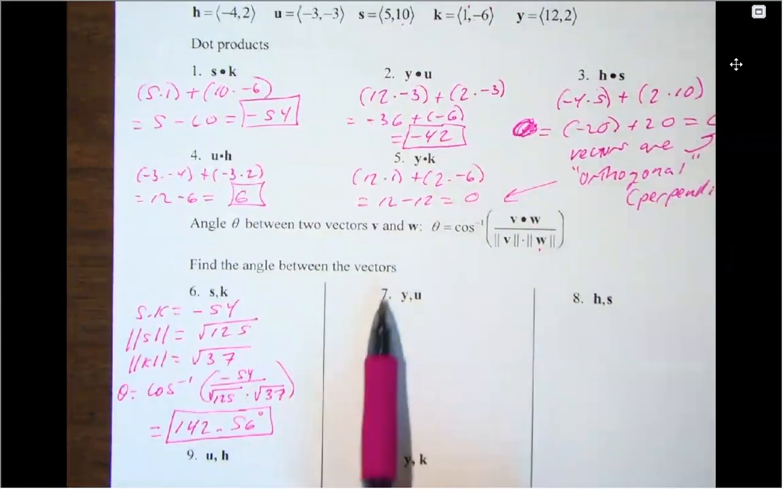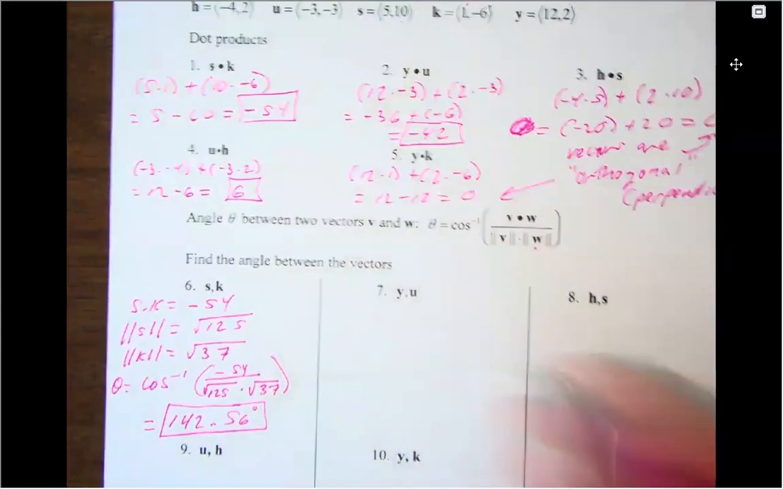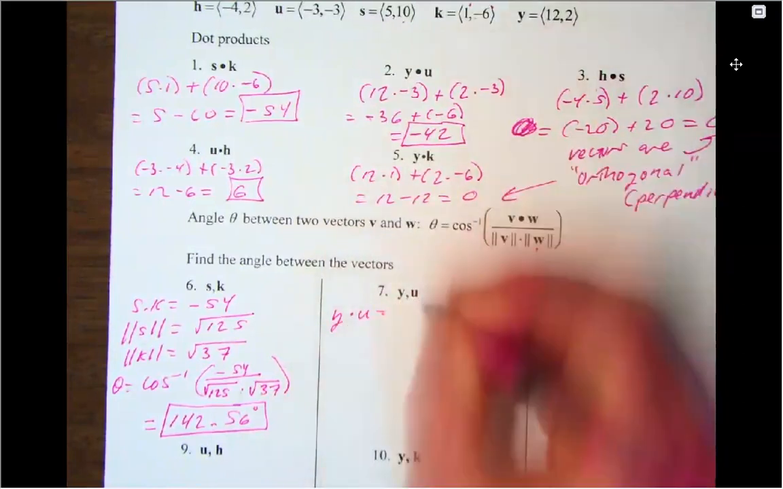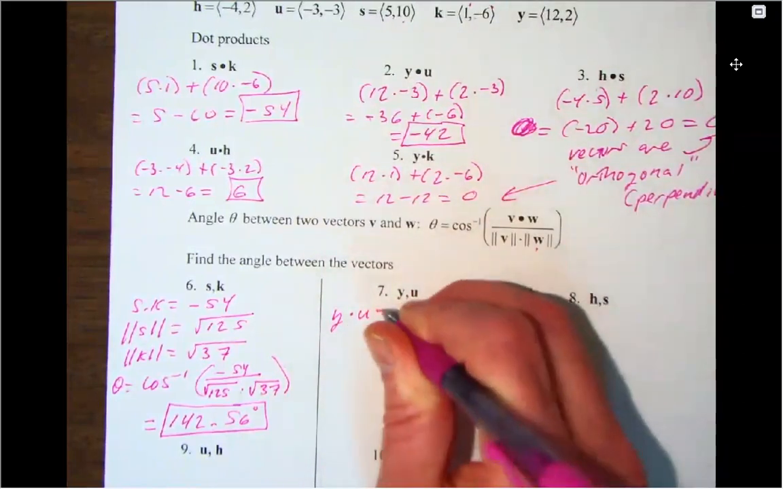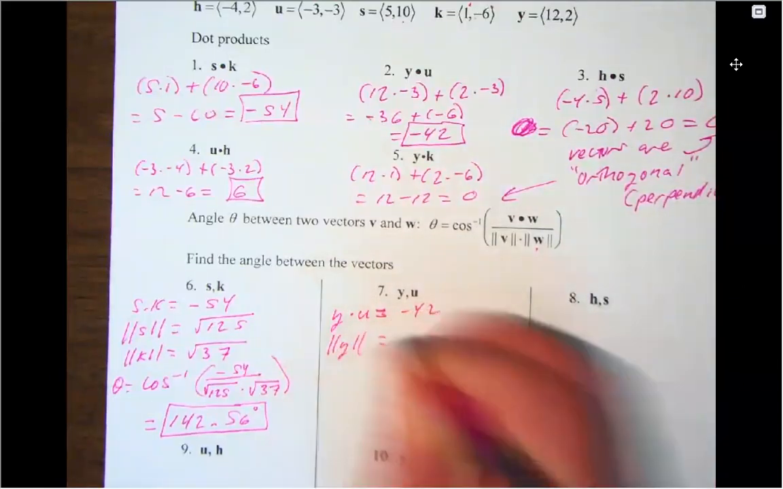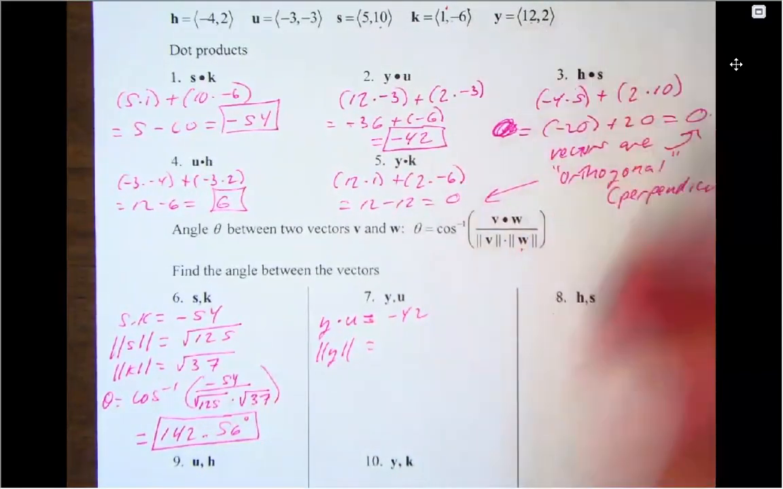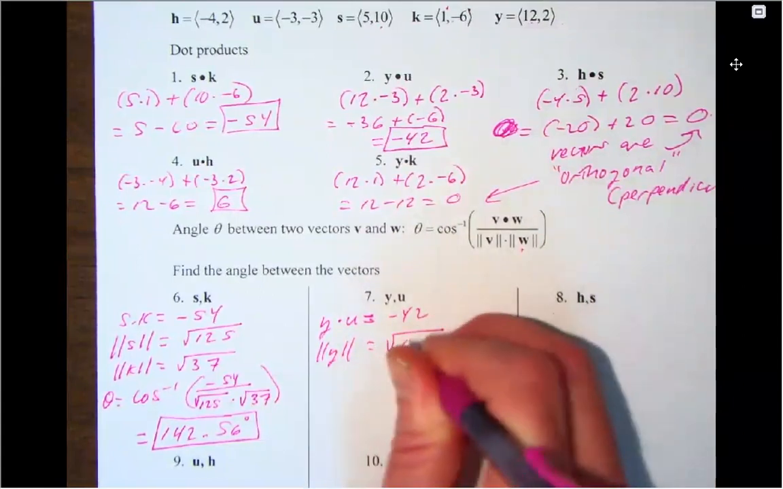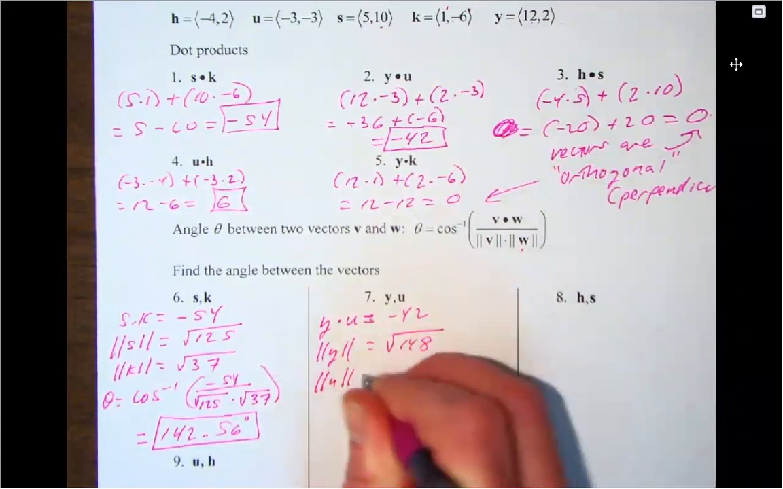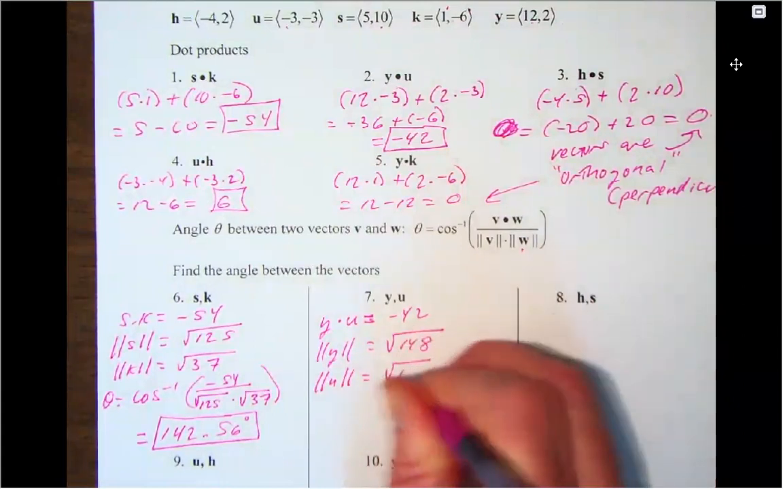So I'm going to do number 7. Same pair here, so again, we already know the dot product. Y dot U is -42. That kind of rhymes. Magnitude of Y: we've got 12 squared plus 2 squared, 148, so the square root of 148. And the magnitude of U, 9 and 9, so root 18.